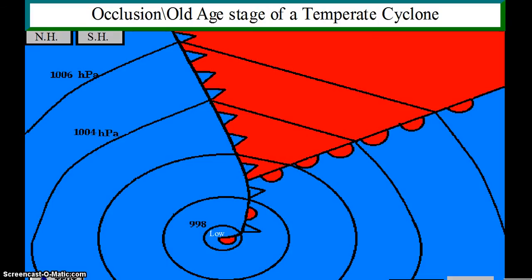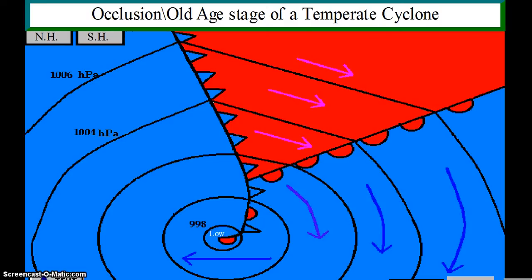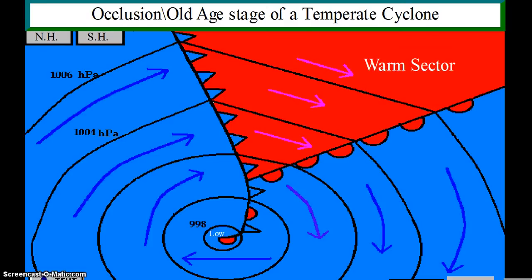The occlusion or occluded stage of a temperate or mid-latitude cyclone. The cold front moves faster than the warm front, overtaking it. The warm sector is lifted off the ground. The two fronts combine and move as an occluded front.